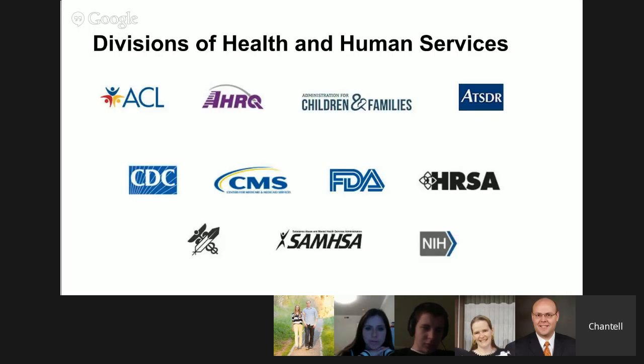So if the CDC is kind of known for disease control and prevention, CMS is known for Medicare and Medicaid and providing care to individuals and paying for that care. FDA approving drugs and approving medical devices and other food. Anyone know what NIH is kind of known for? National Institutes of Health?